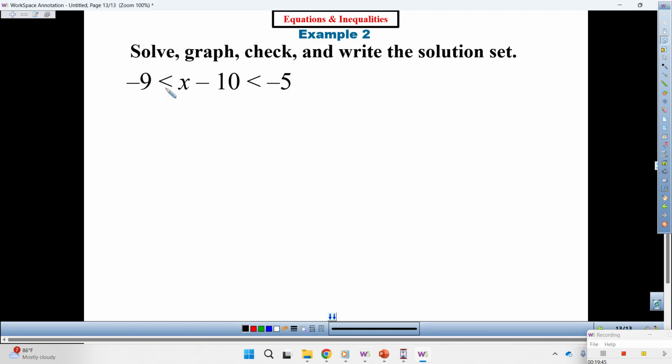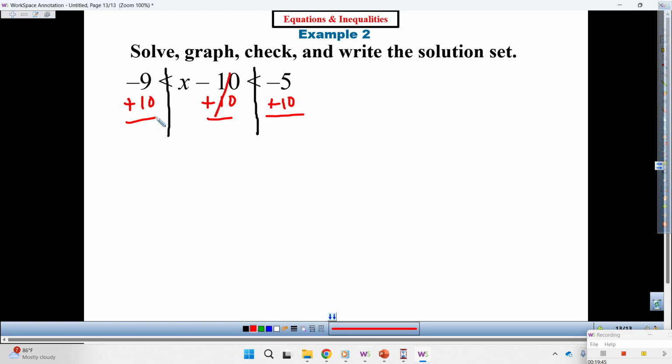All right, so this is the compound inequality. So I'm going to do a line down the first inequality and the second inequality. So what is our first step, Scarlett? Add 10 to all sides. Hands if you got that. That is correct. So we're left with 1 less than x less than 5. Hands if you got that. All right, let's graph that.